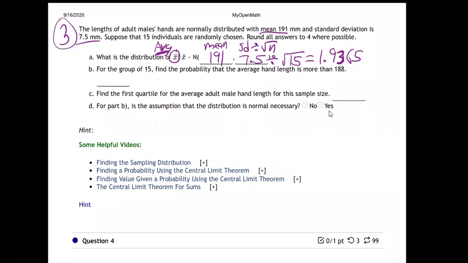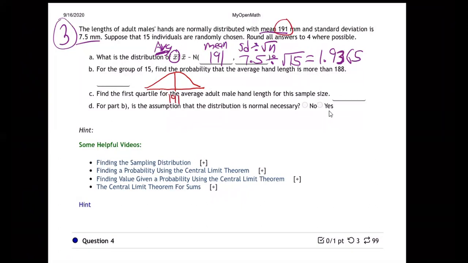All right, next question. Part B, for the group of 15, find the probability that the average hand length is more than 188. So, it's good to draw a little bell curve. Be helpful. There's my bell curve. Right in the middle of the bell is the average, the mean, which is 191, right? That's the mean.